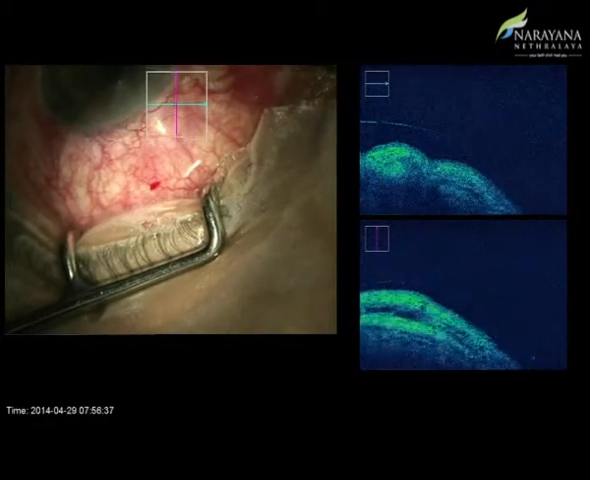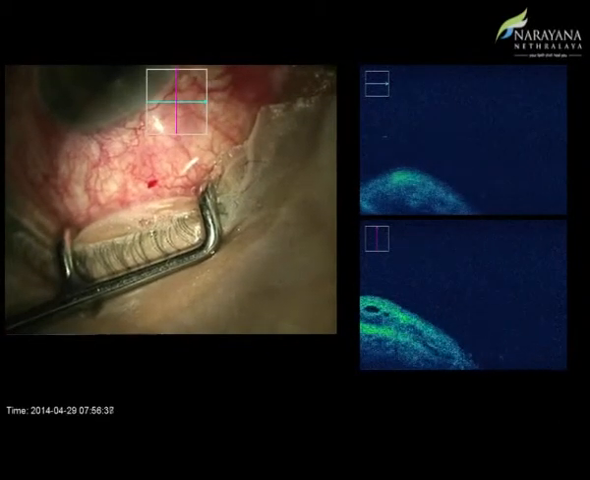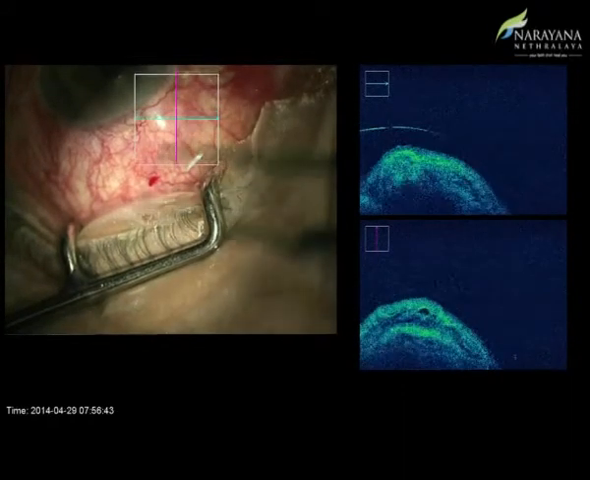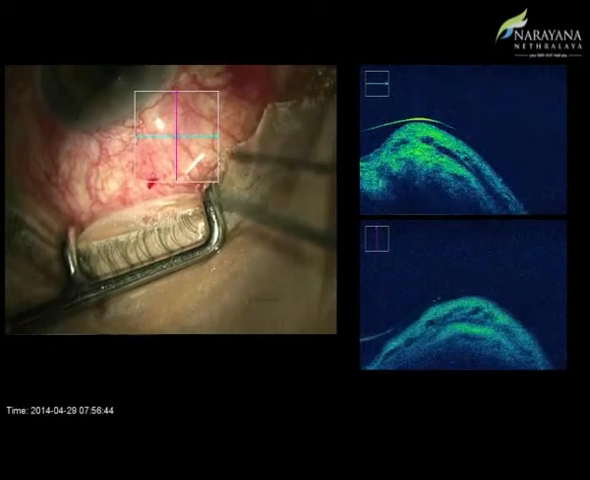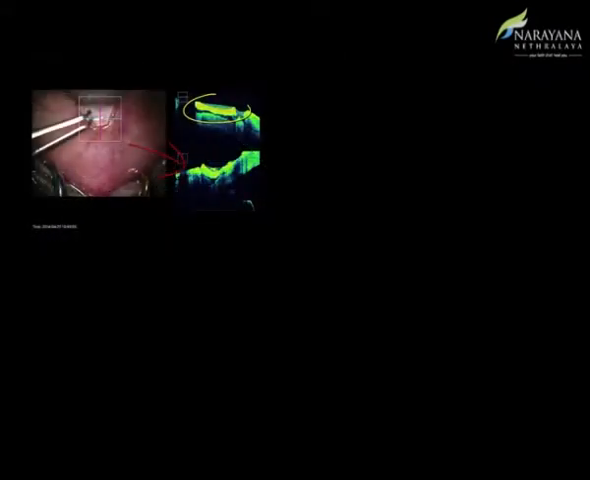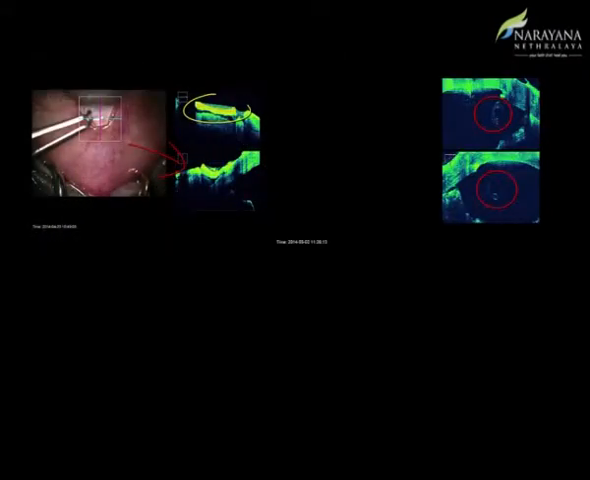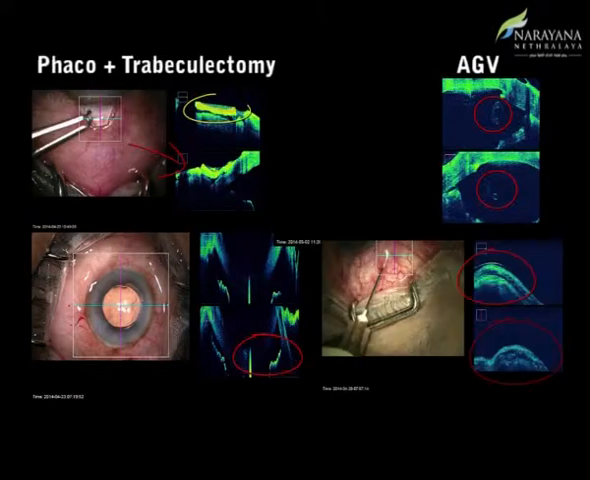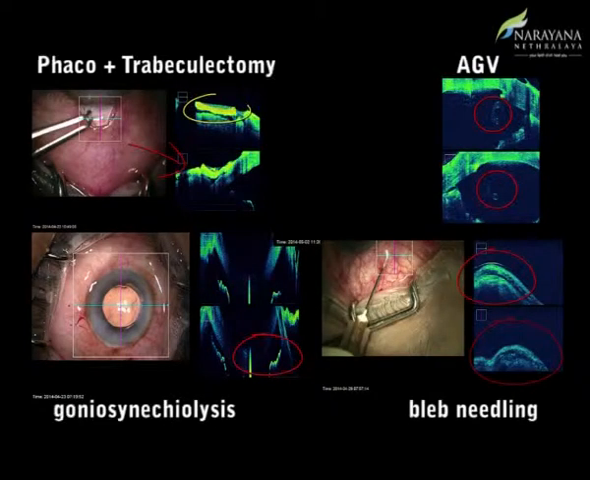The surgeon identifies the region of interest in the operating field where the cube is placed and then has to correlate this with the live imaging seen on the right of the screen. The OCT images are also projected into the surgeon's view of the operating field as a heads-up display without really interfering with surgery itself in any way. In the rest of the video, we will discuss various glaucoma procedures where the intraoperative OCT can be helpful, including phacoemulsification with trabeculectomy, Ahmed valve implantation, goniosynechial lysis, and bleb needling.